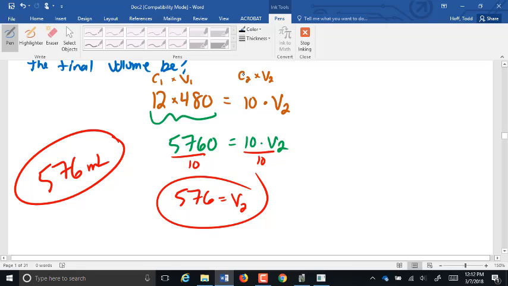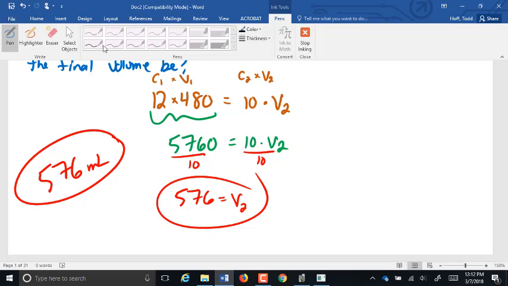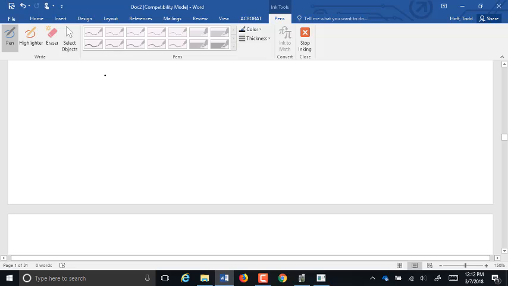Now, similar to that, but just a little bit different, we might ask, how much saline do we need to add? So let's say we have 180 milliliters of a 72% solution.